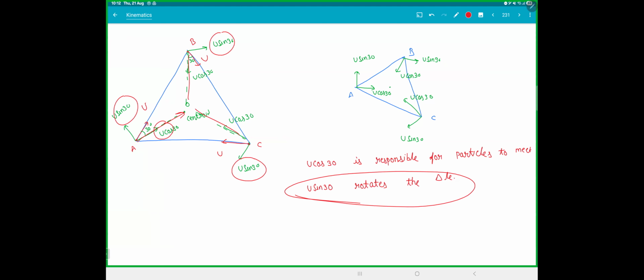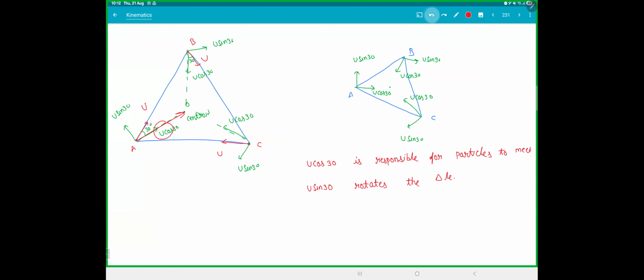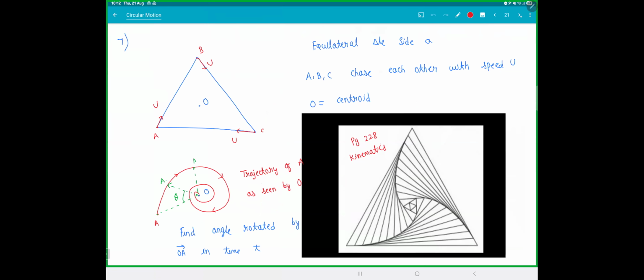So in kinematics, u sin thetas were useless. We didn't care, but now we need it. The u cos 30s are bringing them closer towards the center, and u sin 30s are rotating the triangle. So u sin 30 is your tangential velocity. Have a look at this picture once. Let's see, how will you handle this?